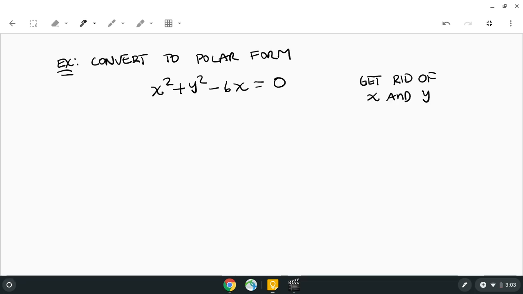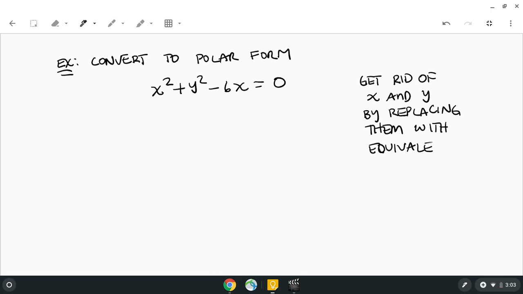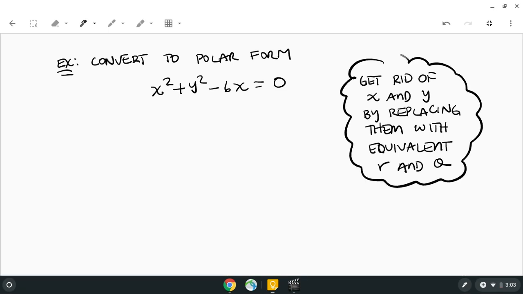Okay, by replacing them with some equivalent of r and theta. All right, so x squared plus y squared.